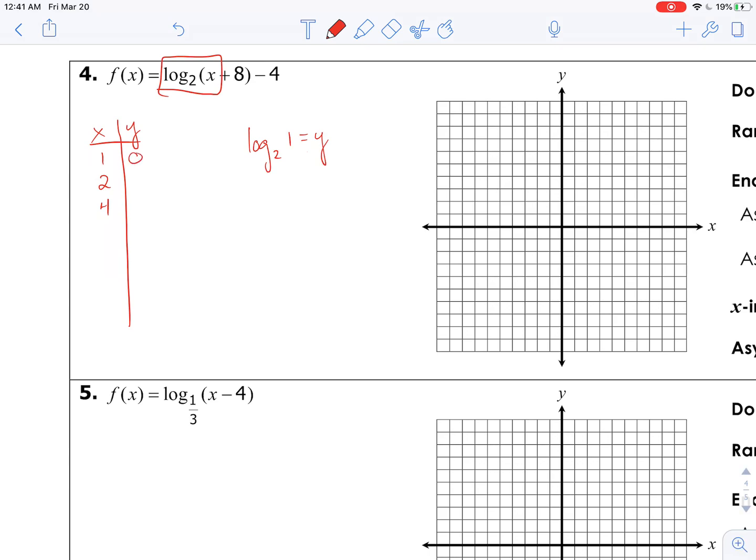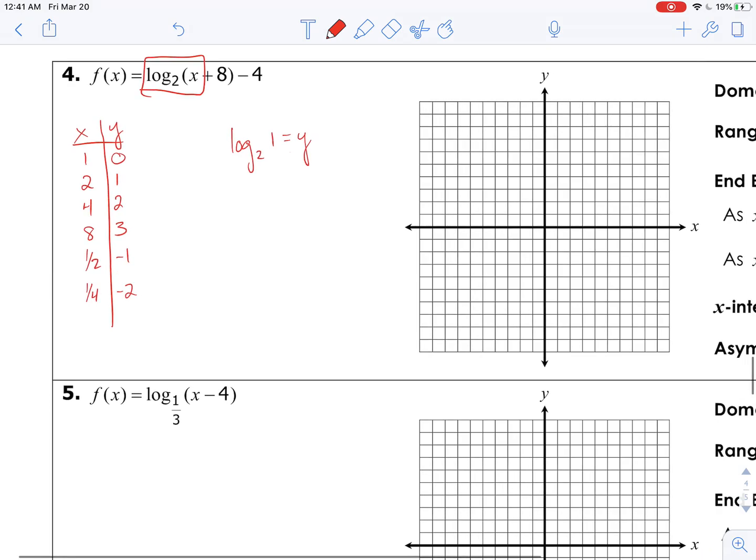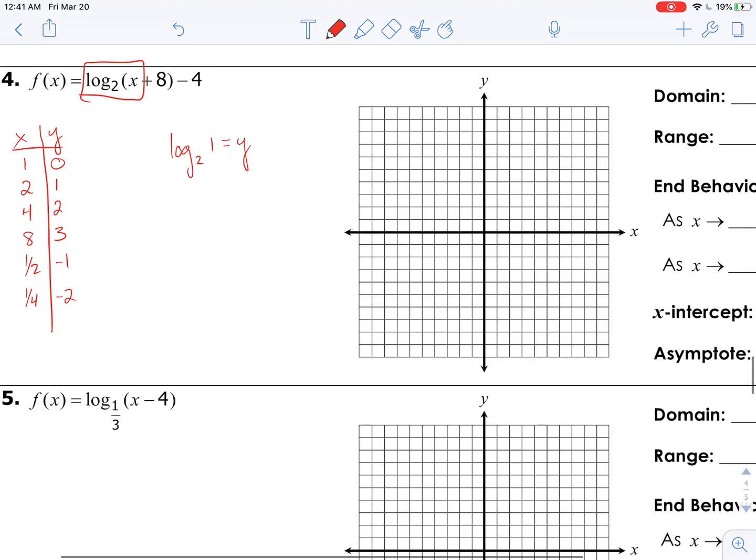So 2 to what power gets me 1? Well, anything to the 0 power is going to get me 1. Doesn't matter what base you're working with. 3 to the 0 is 1, 200 to the 0 is 1, a million to the 0 power is 1. Now, 2 to the first gets me 2, 2 to the second gets me 4, 2 to the third gets me 8. And again, you can always do the fractions here. So 2 to the negative 1 gets me 1/2. 2 to the negative 2 gets me 1/4.